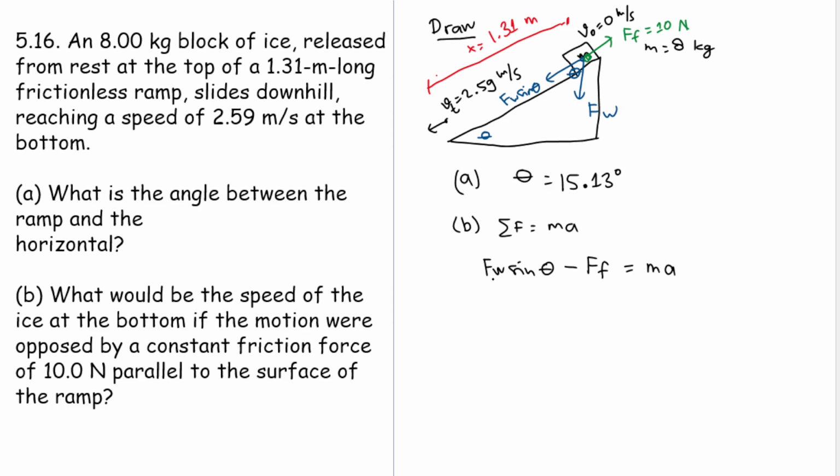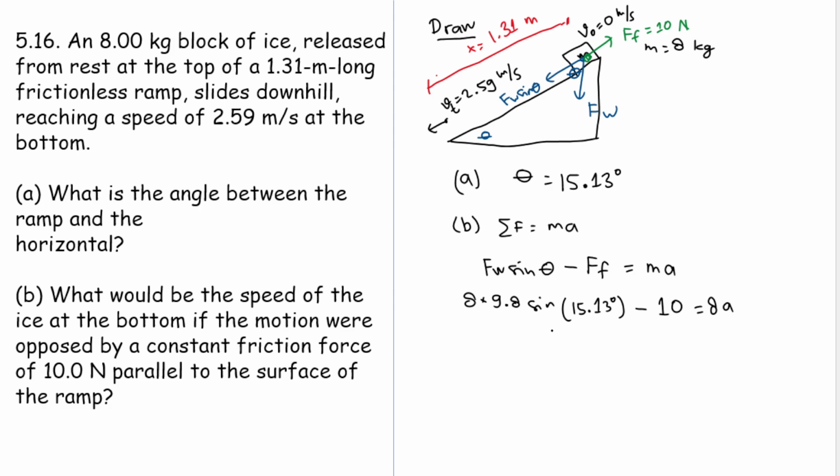Now the force by the weight: 8 kilograms multiplied by 9.8, that is the weight of the ice, and then sine of theta, which is 15.13 degrees. Then we have the opposing force of 10 Newtons. So I'll have 10, and that will equal 8 times the acceleration.